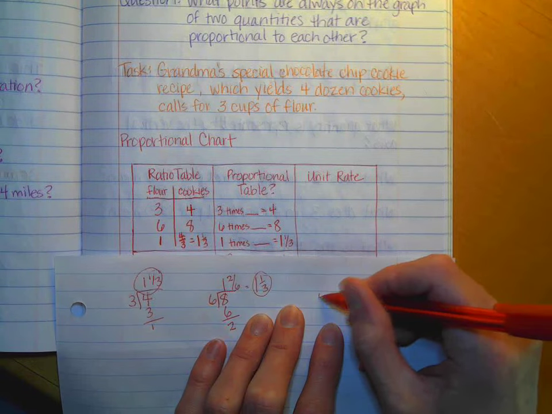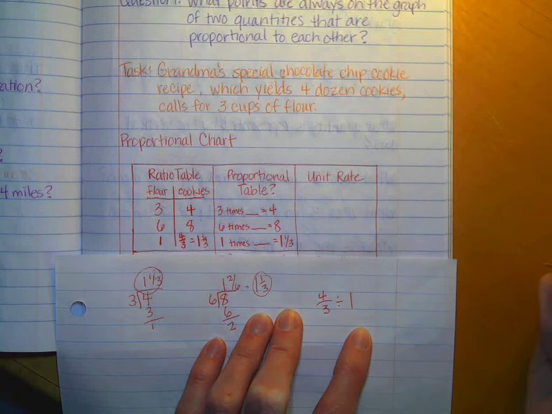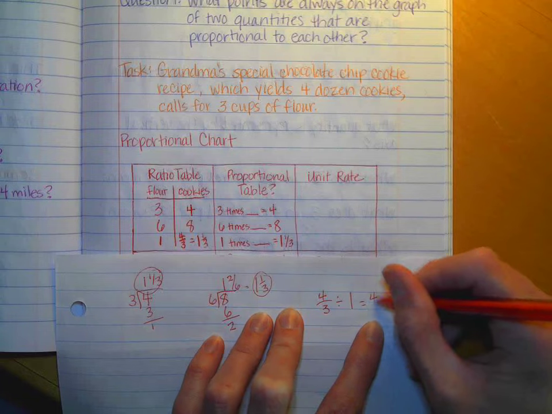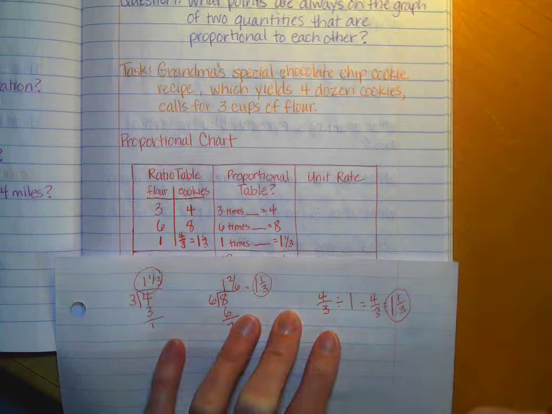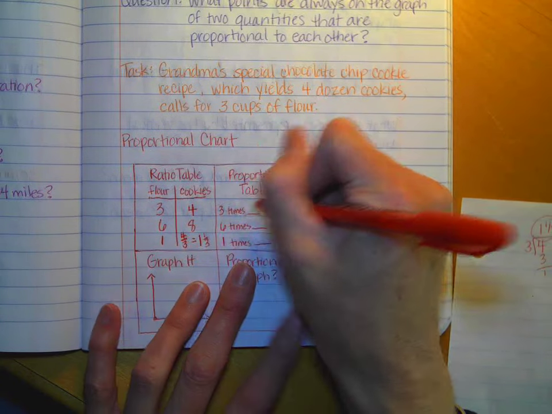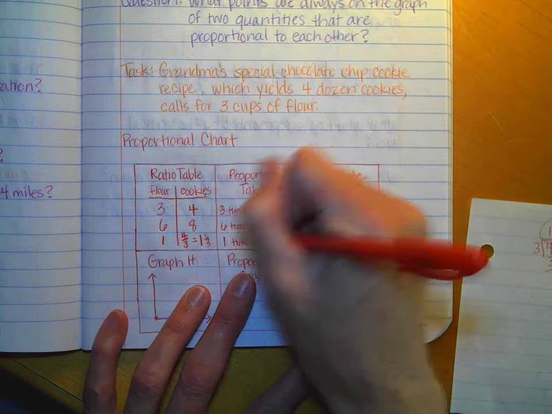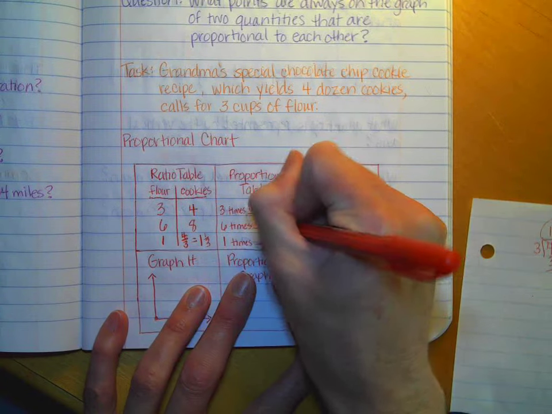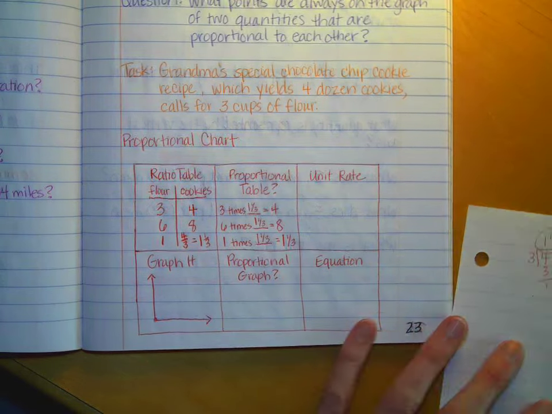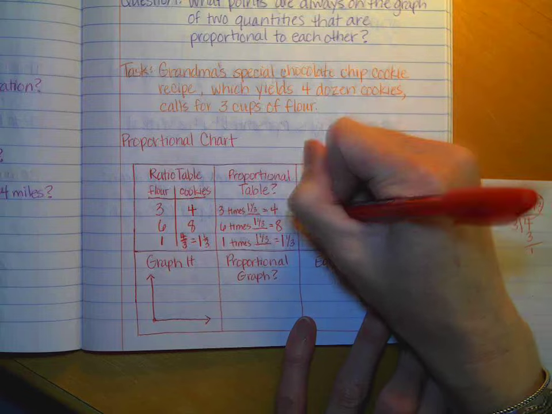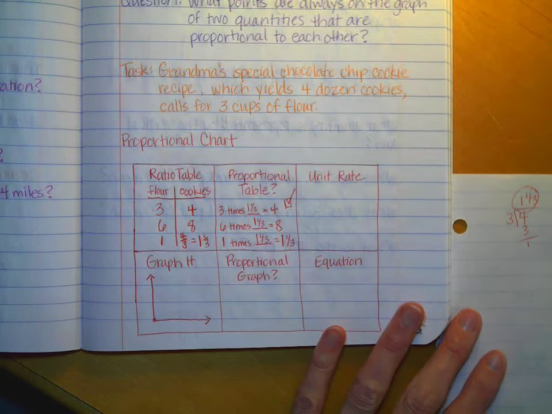1 1/3, which is 4/3, divided by 1. What is 4/3 divided by 1, everybody? 4/3. And what is 4/3 the same as? 1 1/3. So did we find it? The answer is yes. So 3 times 1 1/3, 6 times 1 1/3, and 1 times 1 1/3. So is the table proportional? The answer is, put a little box right here, yes.